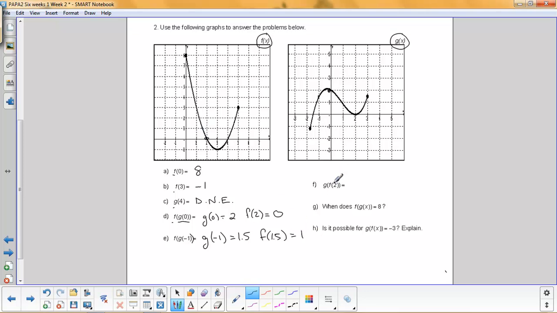Now we'll look at it in reverse. g of f of 2. f of 2 is here. That is the number 0. 0 gets substituted for f of 2, so g of 0 is 2.